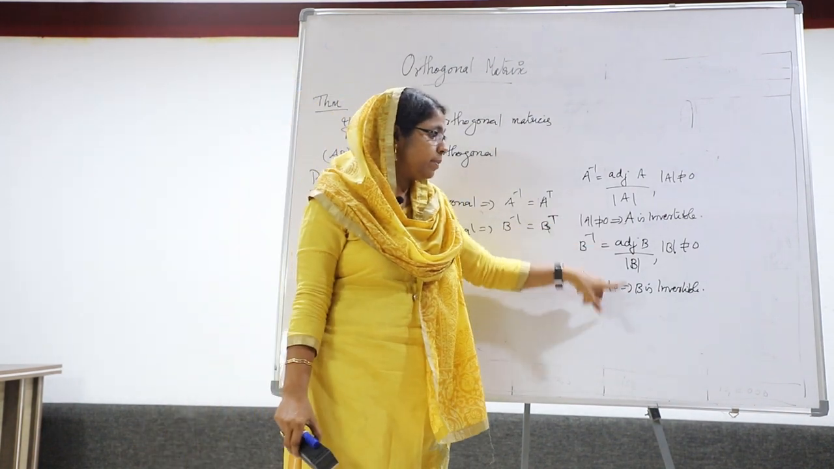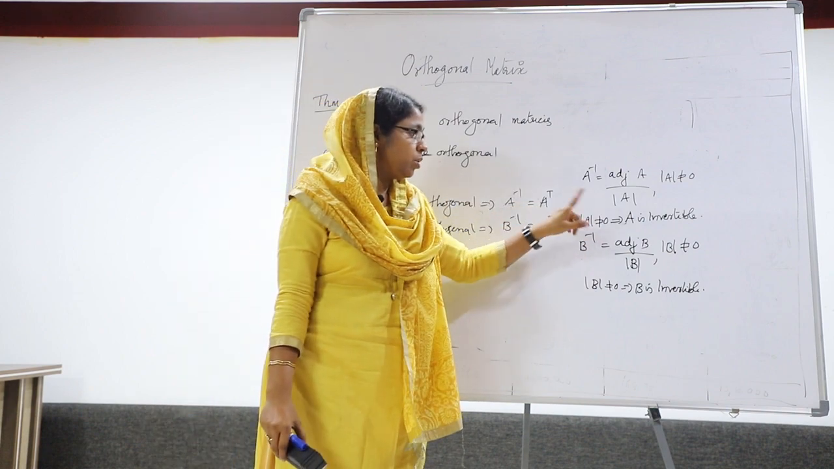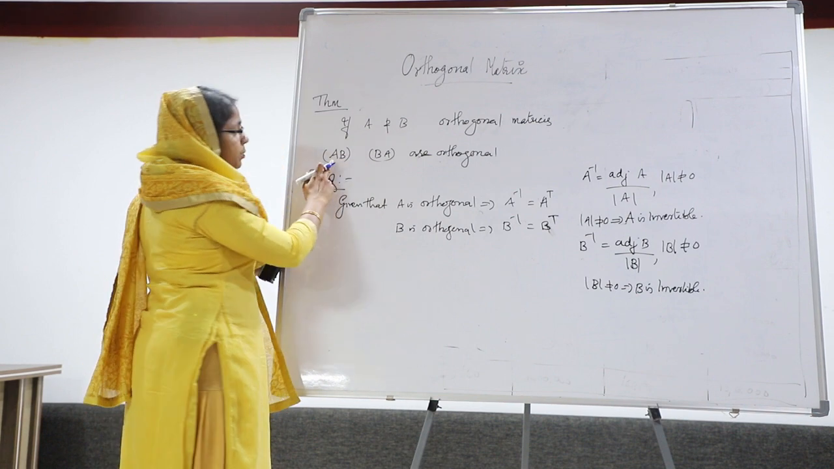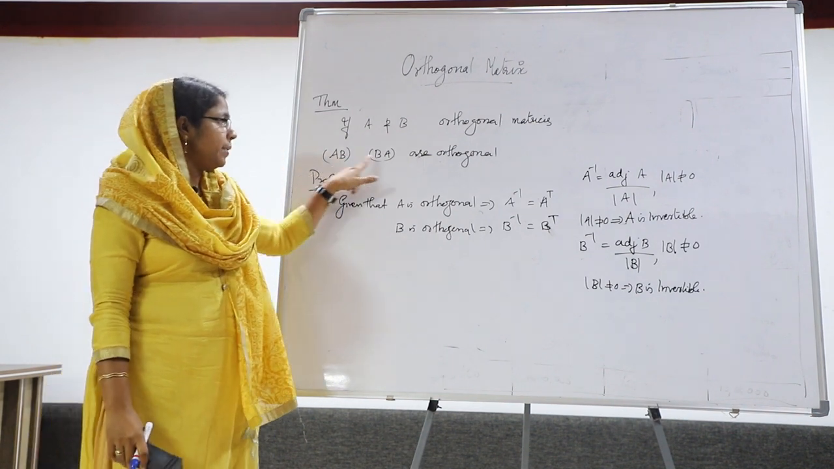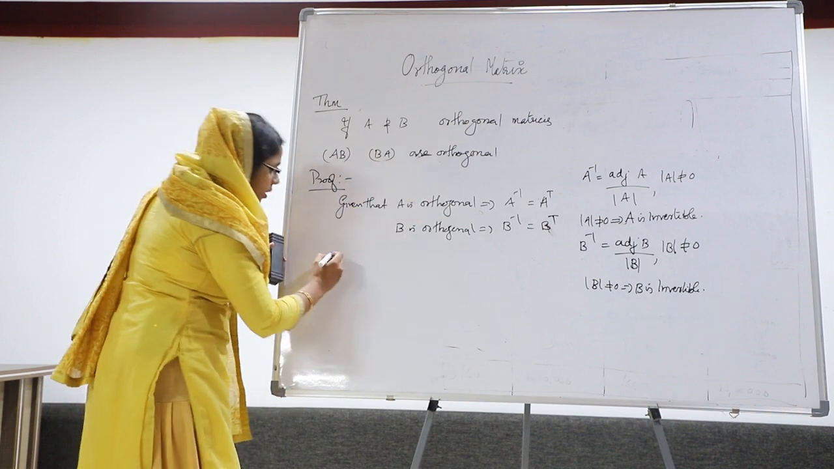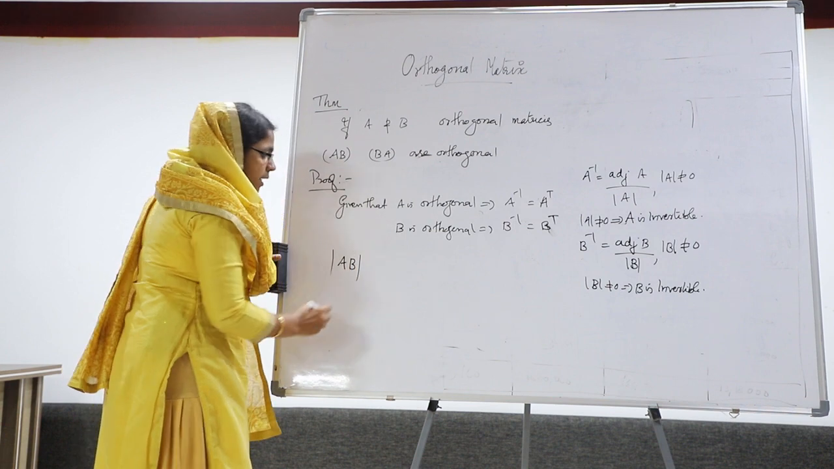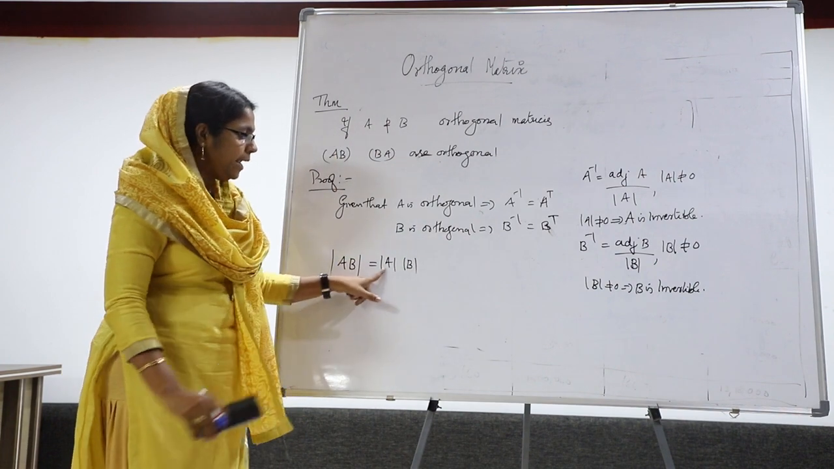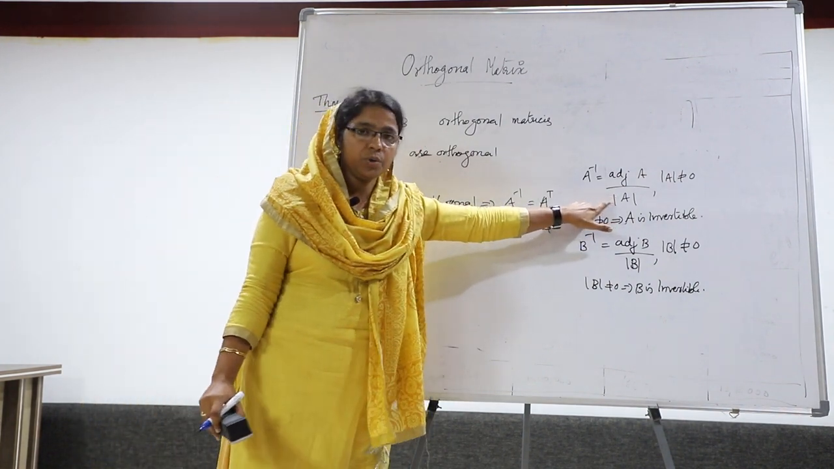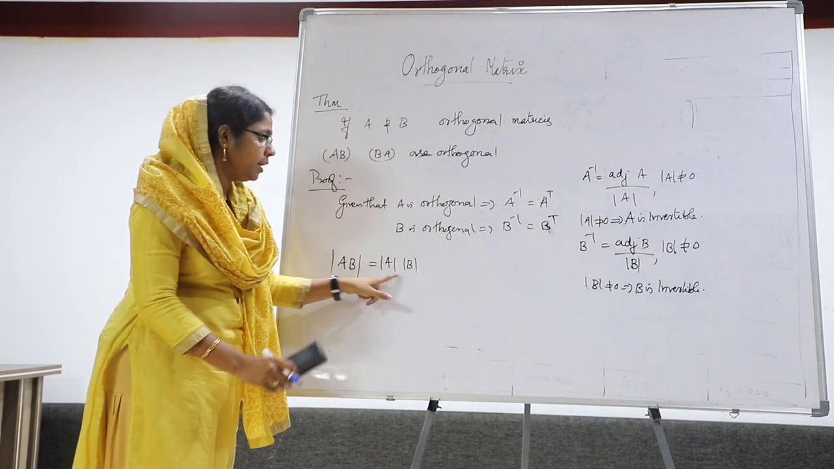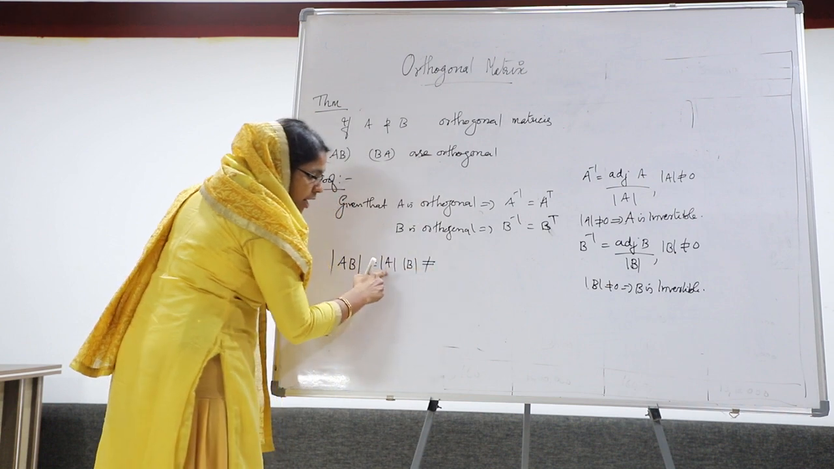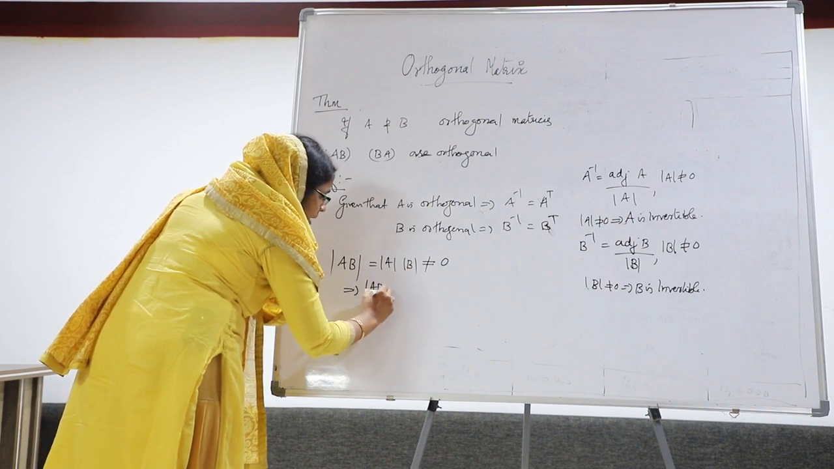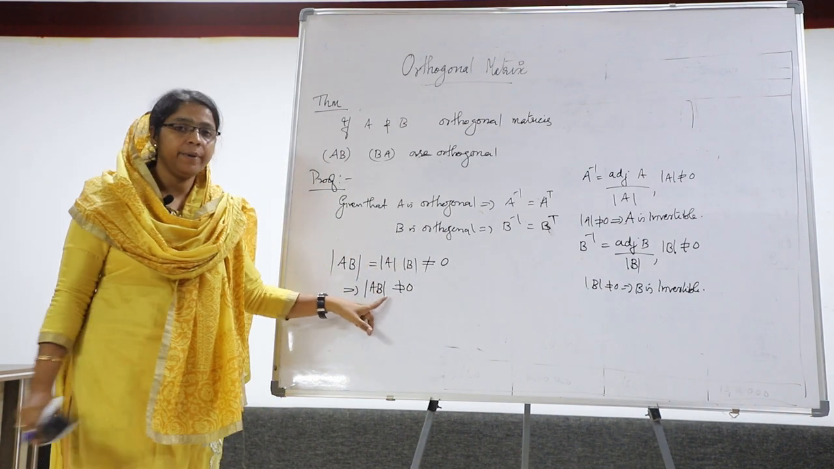So, we got A is invertible as well as B is invertible, determinant A not equal to 0, determinant B not equal to 0. Now, we have to prove that the products AB and BA are orthogonal. So, take the determinant of AB. Determinant of AB is determinant of A into determinant of B. Since A and B are orthogonal, determinant A is not equal to 0 and determinant B is not equal to 0, so the product determinant A into determinant B is also not equal to 0. Therefore, determinant of AB is not equal to 0.